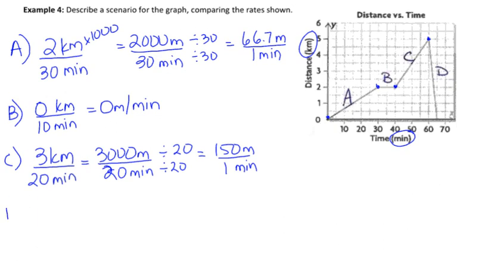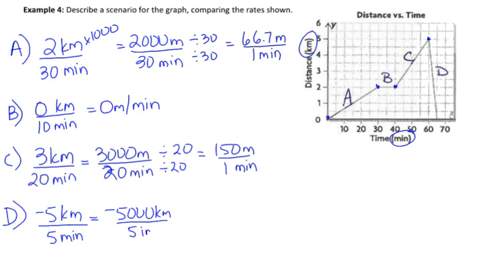And D, describing what D could be. D, my distance is negative here, so I'm going from 5 down to 0, but my change in kilometers is negative 5 kilometers. I'm backtracking, and that went from 60 to 65, so in 5 minutes. So changing that, negative 5,000 meters in 5 minutes, divide by 5, negative 1,000 meters in 1 minute.